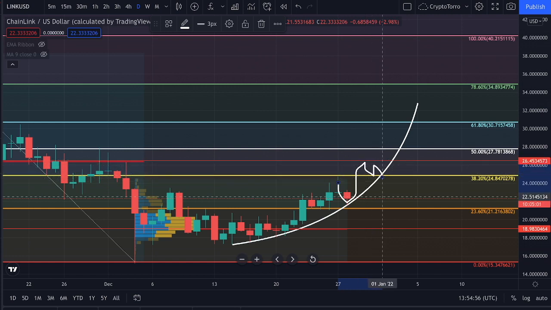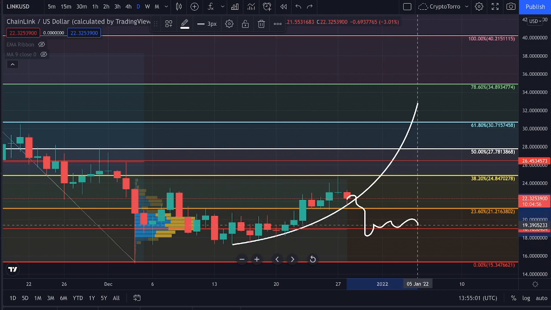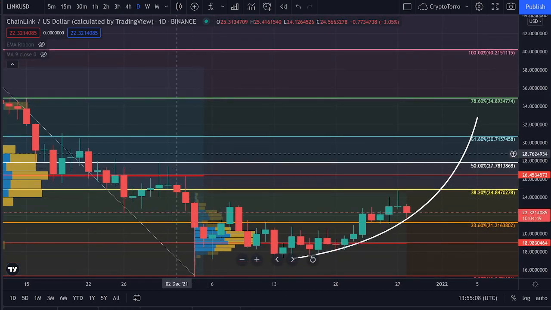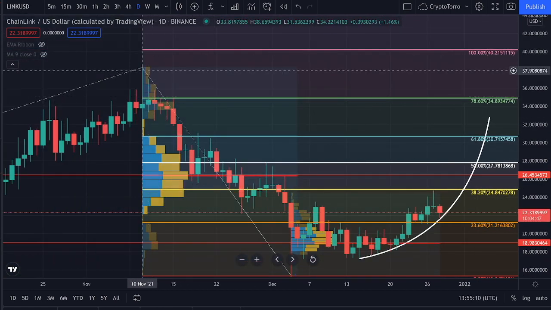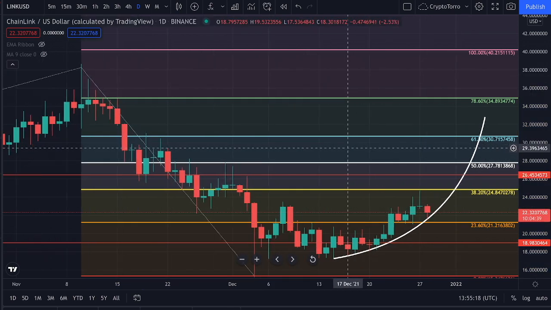$26.60. Otherwise, if we do see a decline right now, we could see a stronghold of support being found on top of this $19 range. So that is absolutely important to see and to know right now on Chainlink's price action. So what else am I going to discuss during this video? Well, for sure, I would like to get started by looking at the MACD.